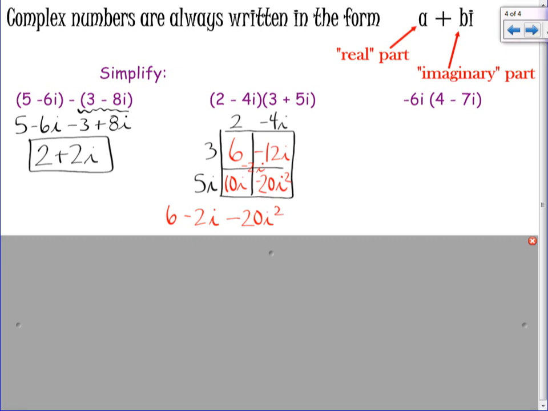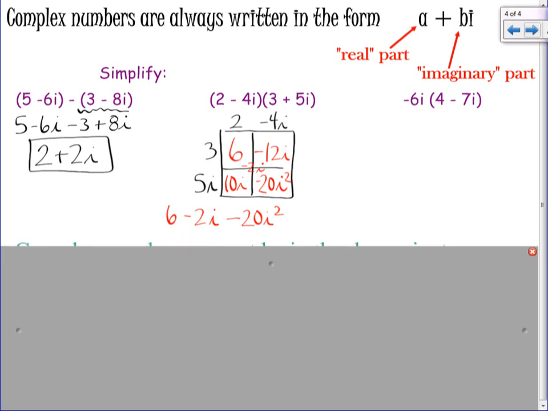But we can't have exponents. We need to simplify that. I squared is really negative 1, so I'm just going to replace that with a negative 1. Would it be plus 20 then? Yep, so now it's going to be plus 20. So what's our final answer going to be here? Perfect. 26 minus 2i.